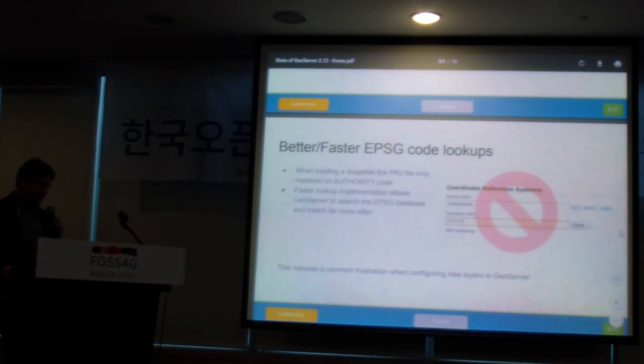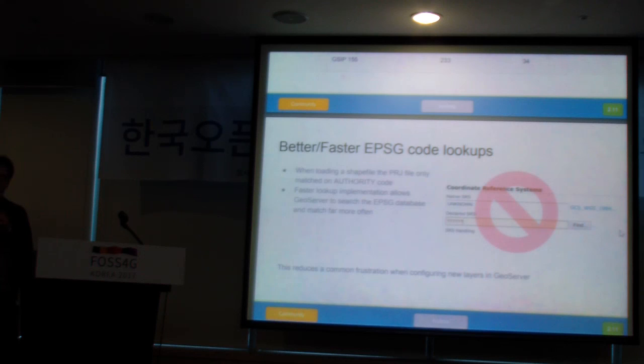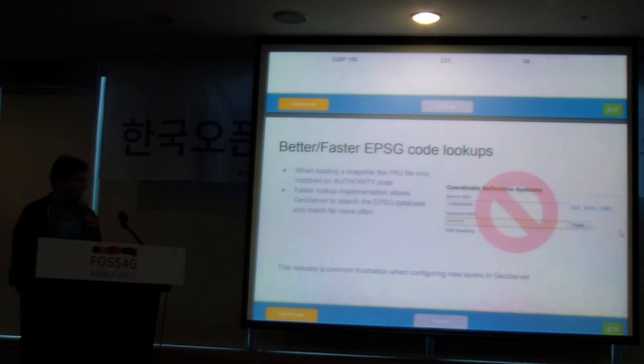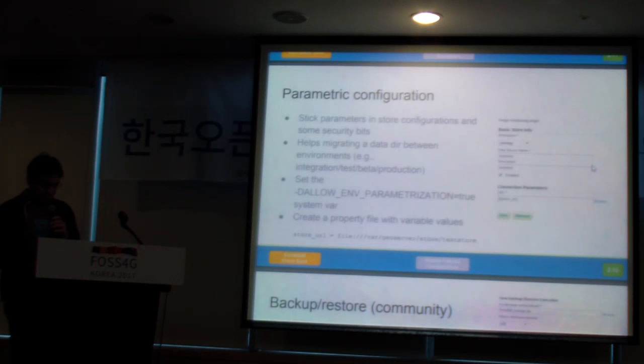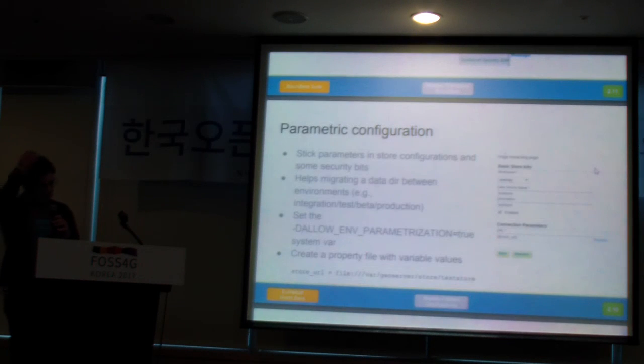We improved a lot the EPSG code lookups. It's probably a common experience. You throw a shapefile at GeoServer, and GeoServer says, well, okay, but I don't know what EPSG code to use for this. In GeoServer 2.11, the lookup has been improved both in terms of performance and accuracy. So you should hit that "I don't know what this is" a lot less than before. I'm going to skip a few bits because there are too many slides.